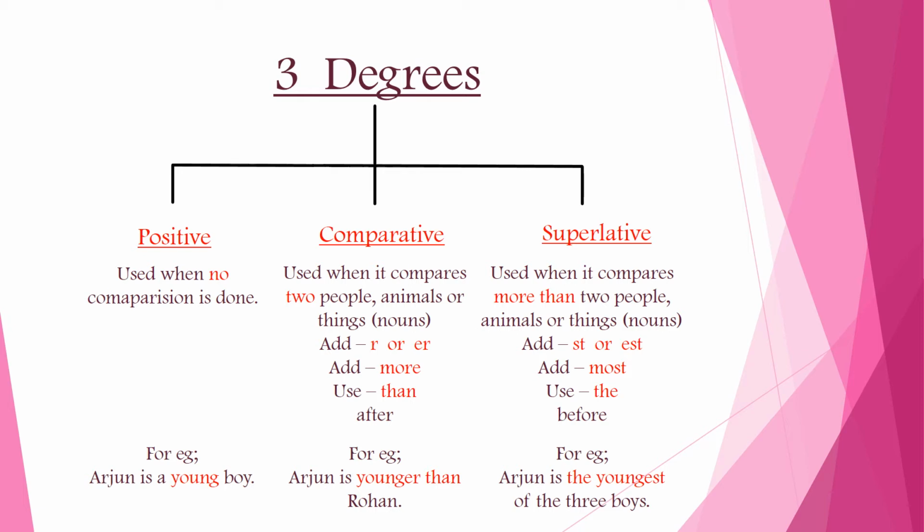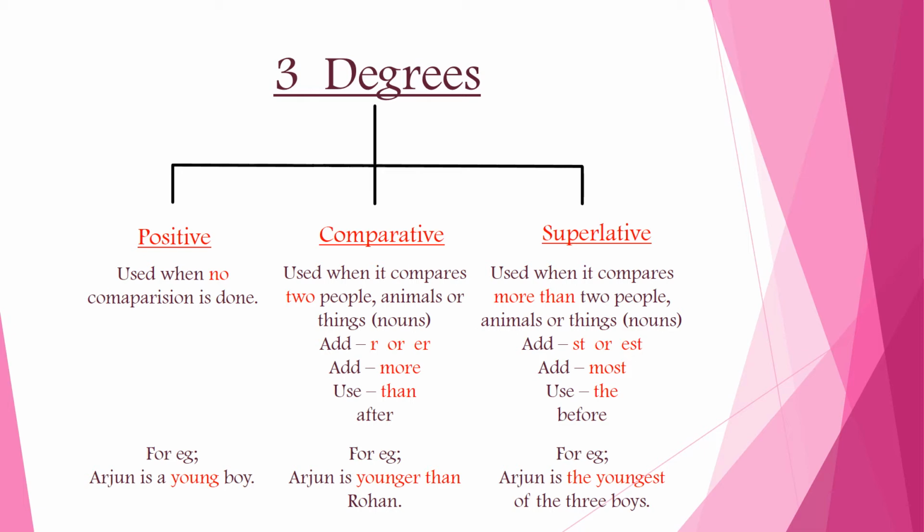In the comparative degree of adjective, we add R or ER to the word. And we add more before the adjective. We also use than after the adjective. The third degree of comparison is superlative.